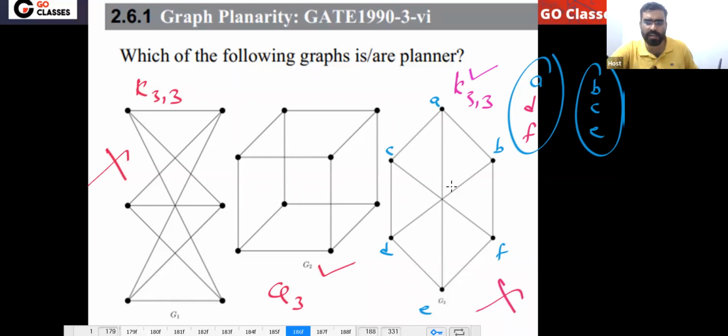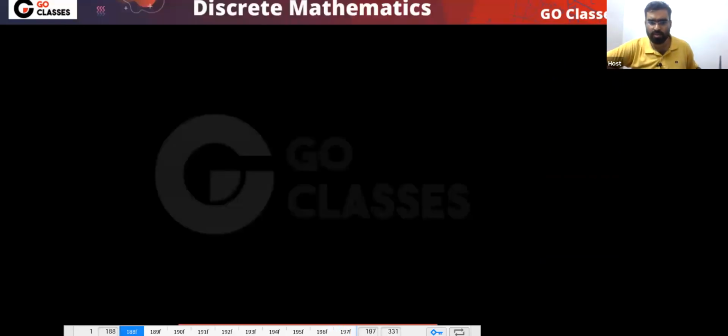You can try to make it planar. You can try to make a planar representation and you will not be able to do this. But the good idea is that this is K33, and because this is K33, this is not planar. This graph is actually K33. You can notice A is adjacent to all of them, D is adjacent to all of them, and similarly, finally this F is also adjacent to all of them. So this is your question.